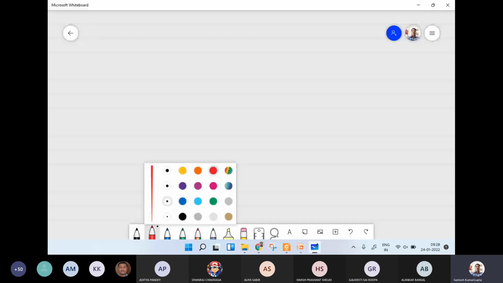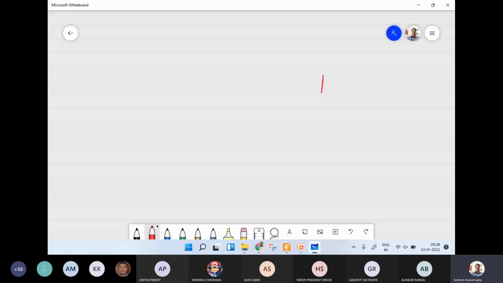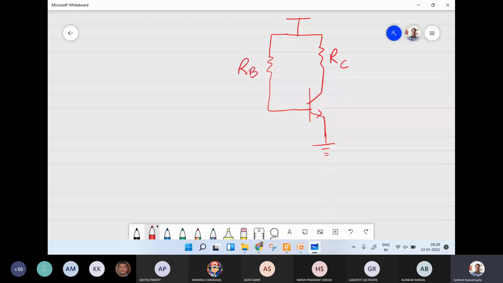Actually, when we try to analyze the biasing circuit, we take only the part of the circuit which is within the C1 and C2 capacitors. This is our transistor. Let us say that this is resistance RC and this is resistance RB, voltage source VCC.